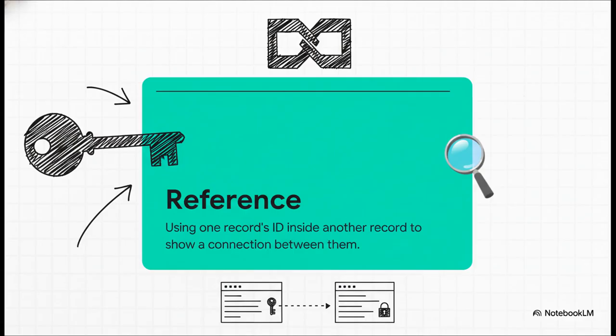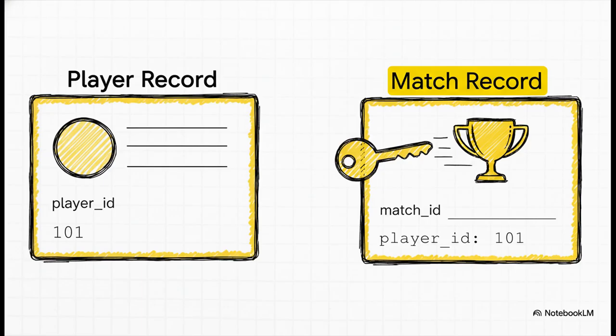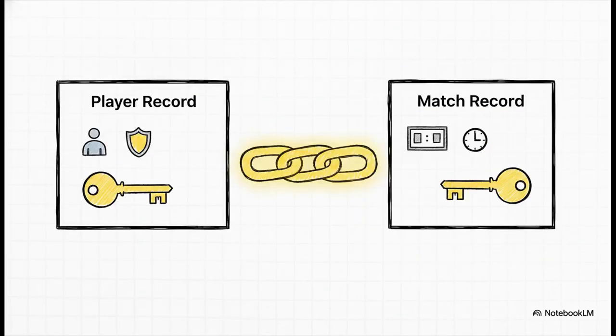Okay, but here's where it gets really powerful. These keys let us create connections or references. So let's say our player has the primary key player ID 101. That's their unique identity. Now, check this out. A totally separate record for a match can also hold that exact same ID. And just like that, you've created a solid link. We know for sure that match belongs to that player.